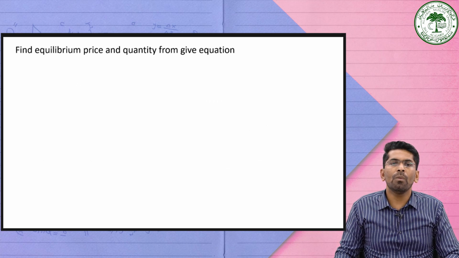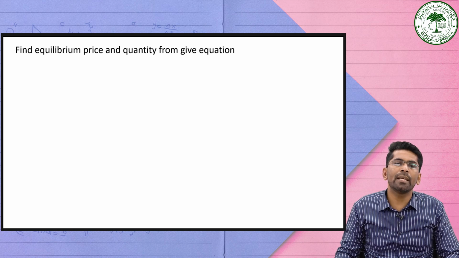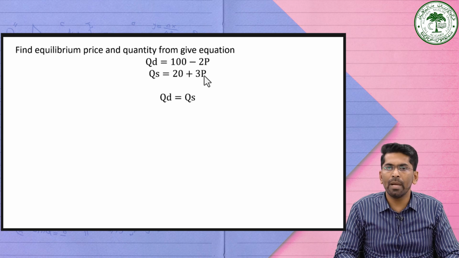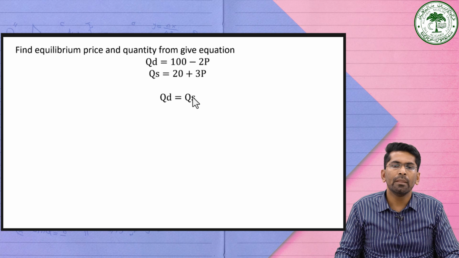Okay. Now find the equilibrium price and quantity from the given equation. See, the quantity demanded is given here. Quantity demand is equal to 100 minus 2P. Then quantity supply is equal to 20 plus 3P. Now we are going to find out the equilibrium level. In equilibrium, quantity demanded is equal to quantity supplied. So instead of QD we put 100 minus 2P, then instead of QS we put 20 plus 3P. So it will become 100 minus 2P, which is equal to 20 plus 3P.